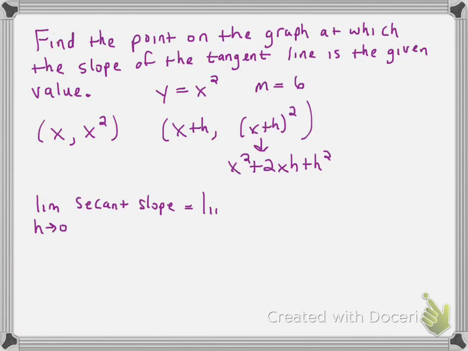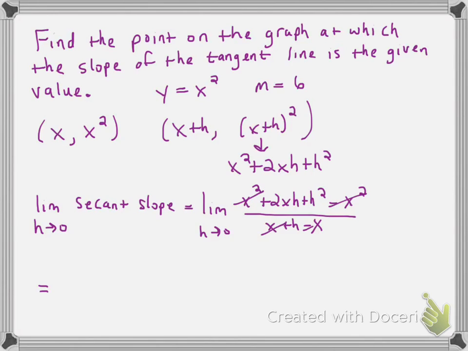So let's go ahead and actually find the slope of our secant line. We take our second y value, which is x squared plus 2xh plus h squared, and subtract our first y value, which was x squared. Then I divide that by my second x value subtracted by my first x value. Now I'm going to start to cancel out some stuff. The x squareds are gone, the x's are gone.